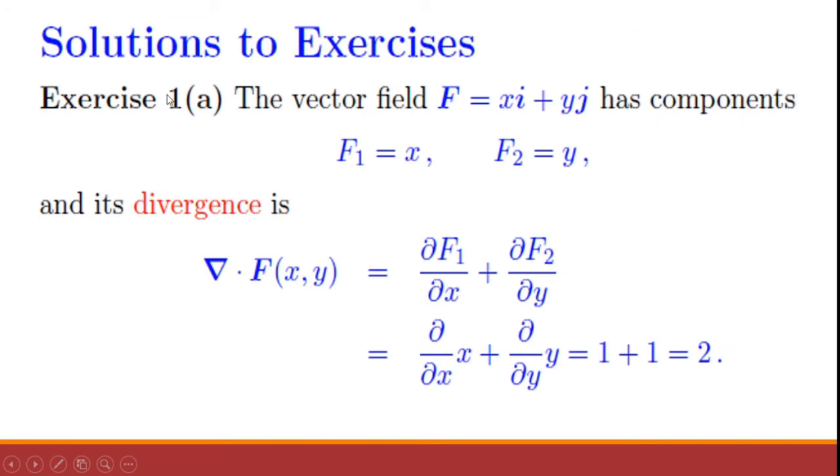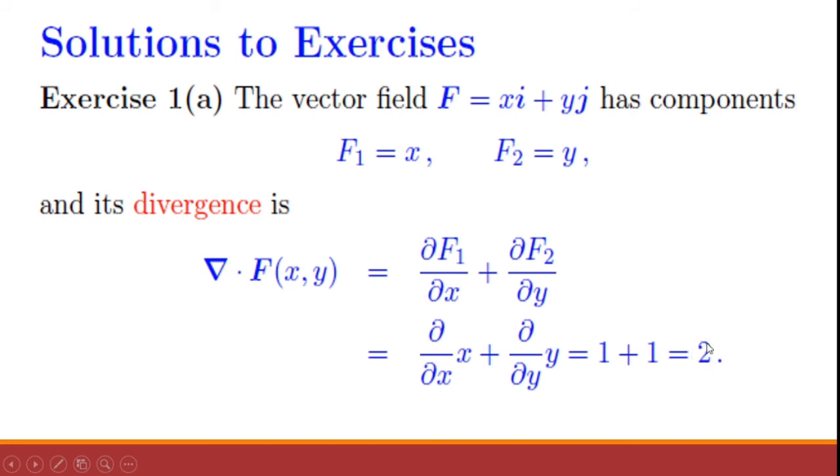First I'll show one example. The vector field is xi plus yj. So f1 is x, f2 is y. Let us say we are finding the divergence del dot f. So dou x by dou x plus dou y by dou y. Dou x by dou x is 1. Dou y by dou y is 1. So 1 plus 1 is equal to 2.